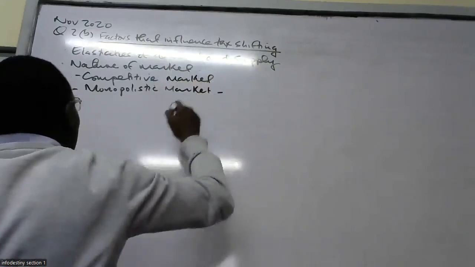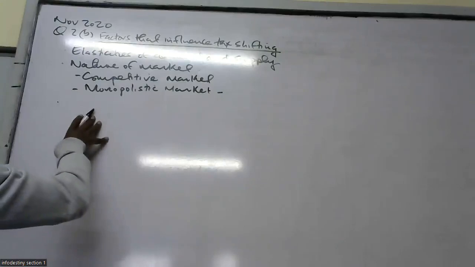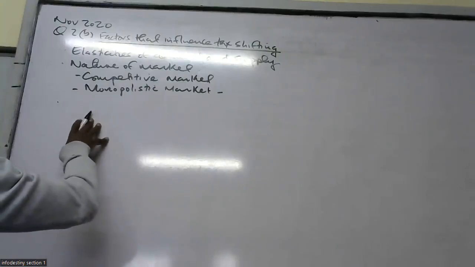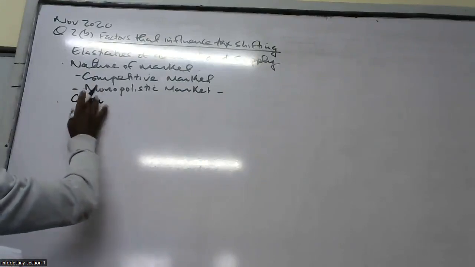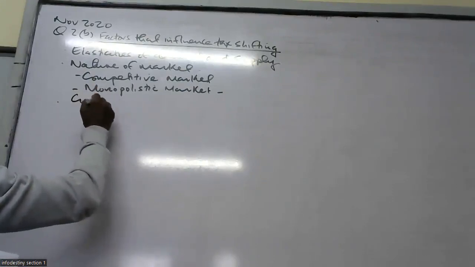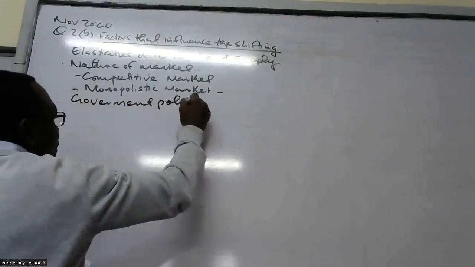A market with one seller, he'll pass the whole tax to the consumer. So he'll shift the whole tax value to the consumer. The other factor is the income of the consumer. I talk of government funds. Government policy on pricing.